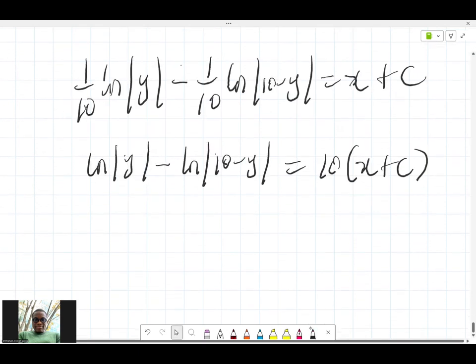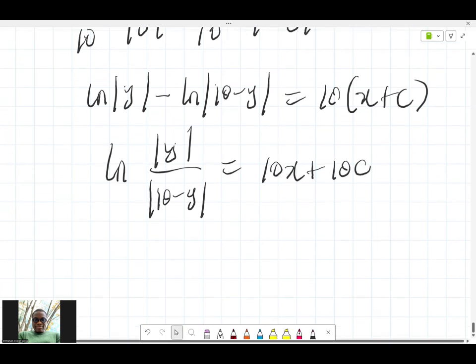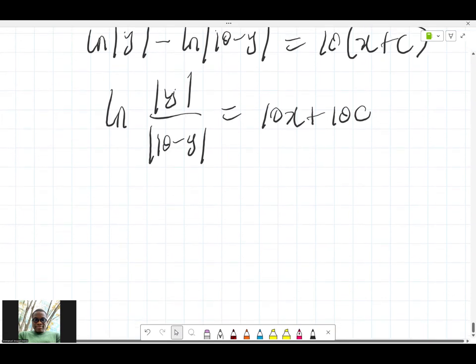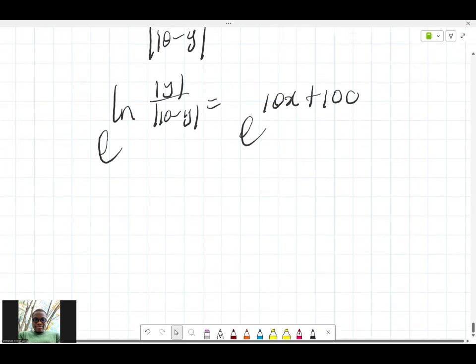So we can then solve for y. So to solve for y here, we can simply have ln absolute value of y all over absolute value of 10 minus y. That's from the law of logarithm. That is equal to 10x plus 10c, okay? So again, we can exponentiate. So we have e to the ln absolute value of y over absolute value of 10 minus y, and that is equal to e raised to 10x plus 10c. So that way, this can cancel out.